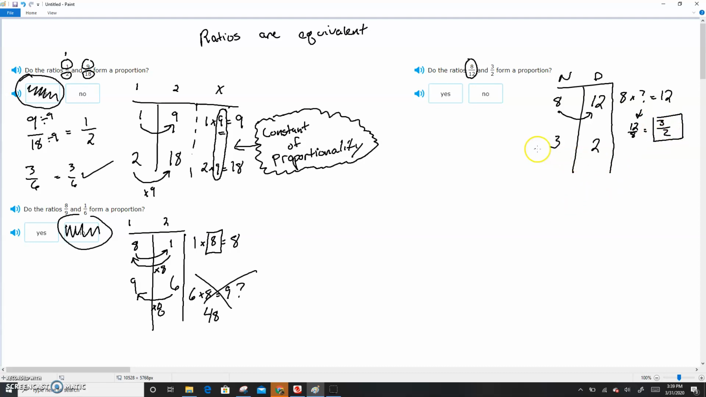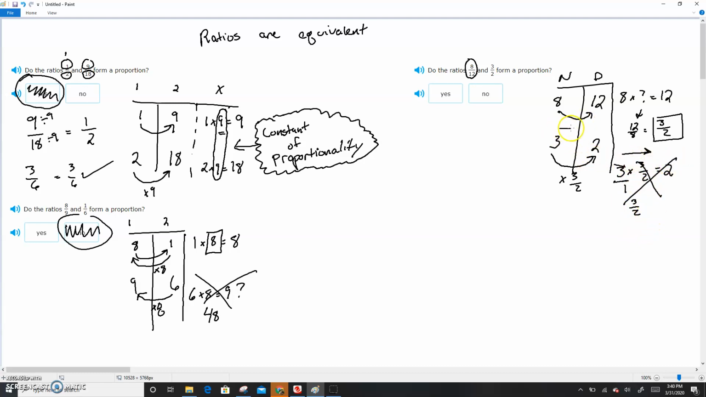So what I want to know is, do I multiply 3 times 3 over 2 to get 2? 3 times 3 over 2, does that equal 2? Well, remember, 3 is just 3 over 1, and I multiply straight across. 3 times 3 is 9. 1 times 2 is 2. And so my answer here is 9 halves, not 2.